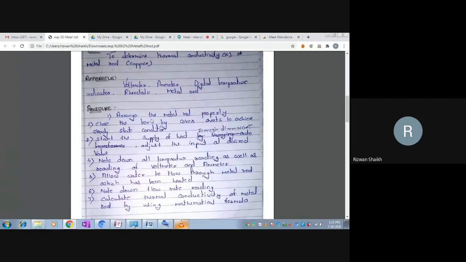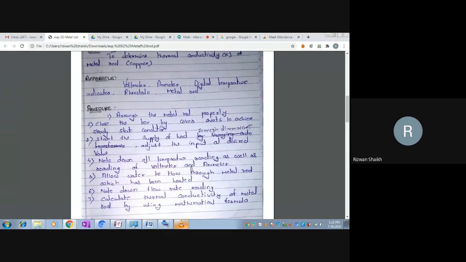Arrange the metal rod properly. So you have to make the arrangement of everything. Close the box with a cover sheet to achieve the steady state condition. The metal rod has been covered with insulating material, as explained here. Now start the supply of heat with the help of the thermostat and adjust the heat input at some level. So you can adjust the heat input up to 60 or 80 watt.